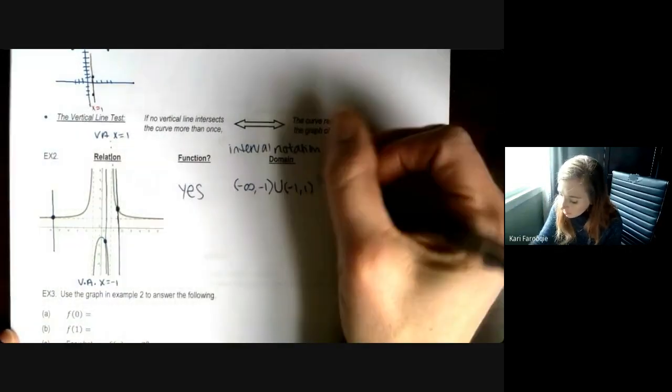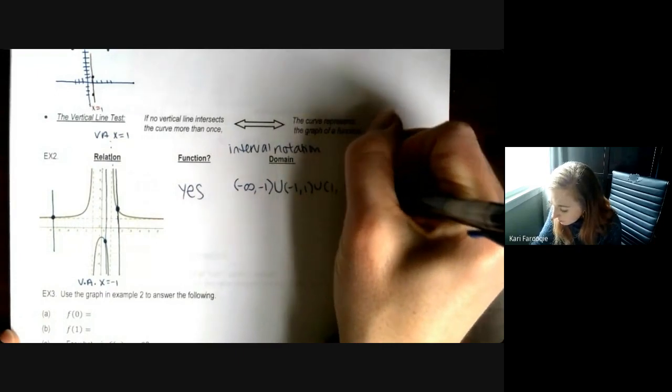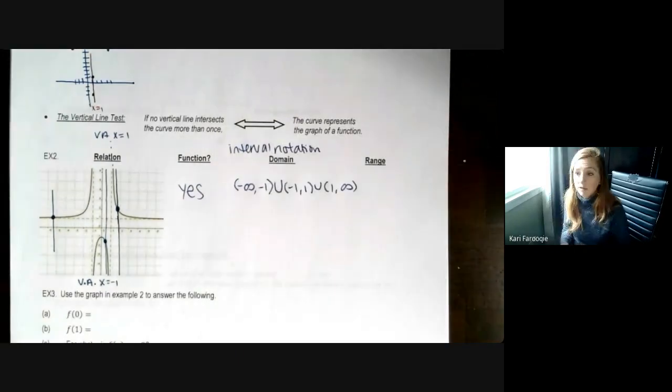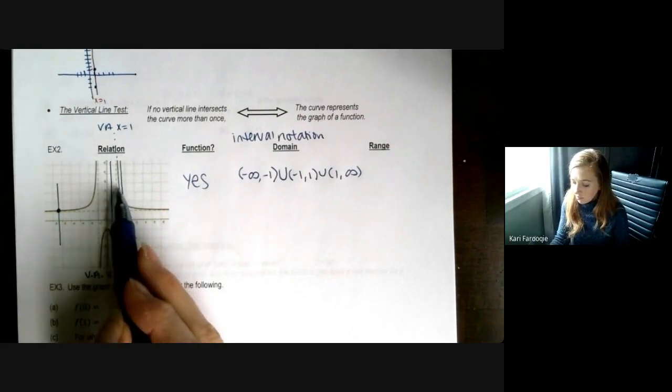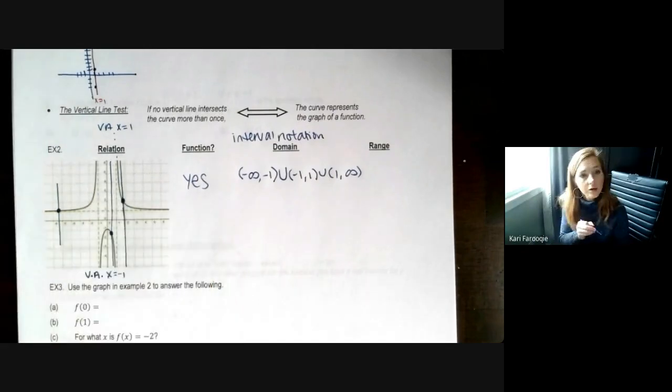X can take on any value from +1 to positive infinity. Any value is fair game. You'll see that there is something graphed for those values. So really what we're looking out for with the domain, and we'll talk about this a little bit more later on too, is just making sure that we're not including any values where we have these vertical asymptotes.